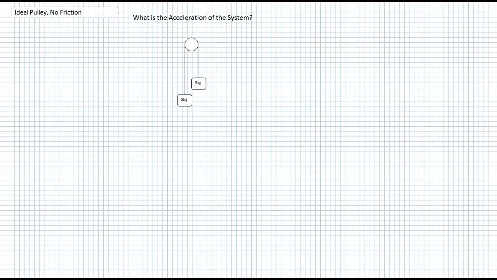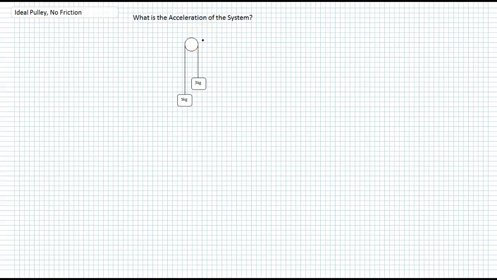In this video, I'm going to show you guys how to solve for a system. It's called a compound system, in this case an ideal pulley with no friction. And you can see I've got a 5 kilogram object hanging from a string that's attached around a pulley to a 3 kilogram object.